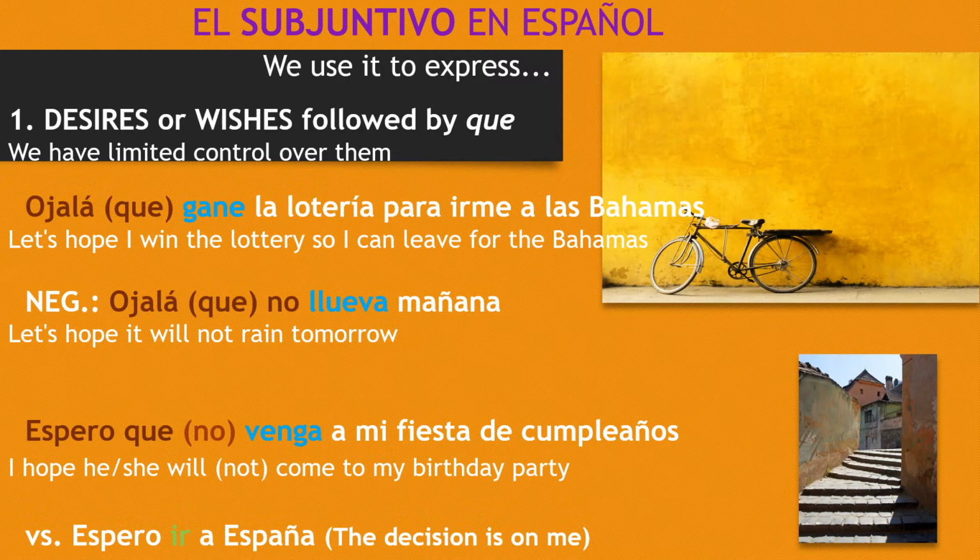Opposite to this example here, espero ir a España. Here we use an infinitive. I hope to go. Okay, there's no subjunctive, no present tense either. Just the decision is more on me. I'm still wishing, but there's no que, notice, just an infinitive. Okay.